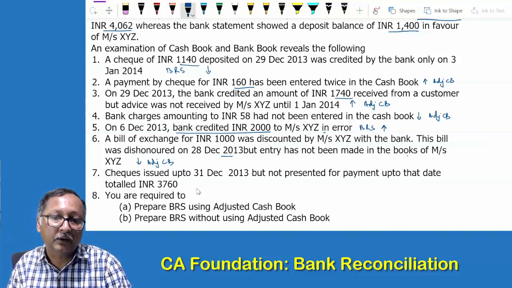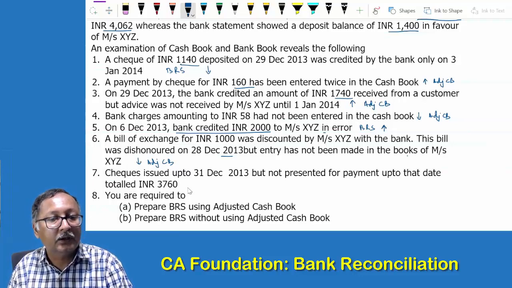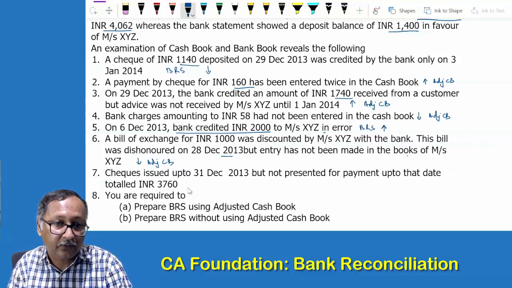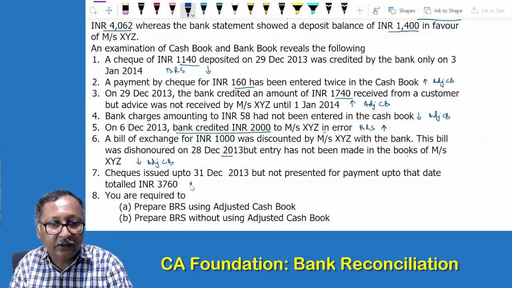So, checks issued but not presented. When the check is issued, the cash book balance has been reduced, because once an issue entry is made, the cash book balance is reduced. But in the passbook, the balance is not reduced. So the other book balance did not decrease. If the other book balance did not decrease, what will we do? We will add it to the balance of the cash book, because we are trying to arrive at the passbook balance. In the cash book it has been reduced, but in the passbook it is not reduced. So we add it, and this does not require any entry because it's a timing difference. So we will do it in the BRS because this is a timing difference.